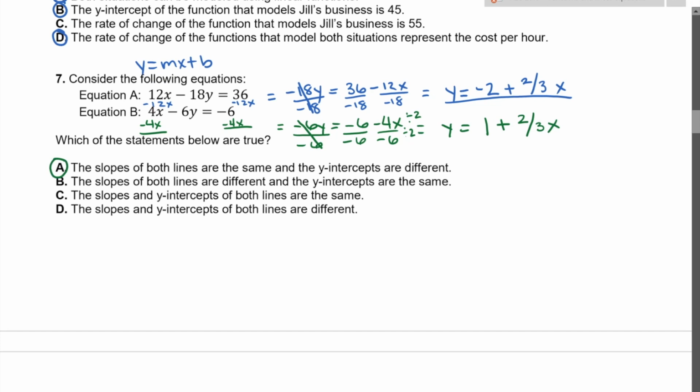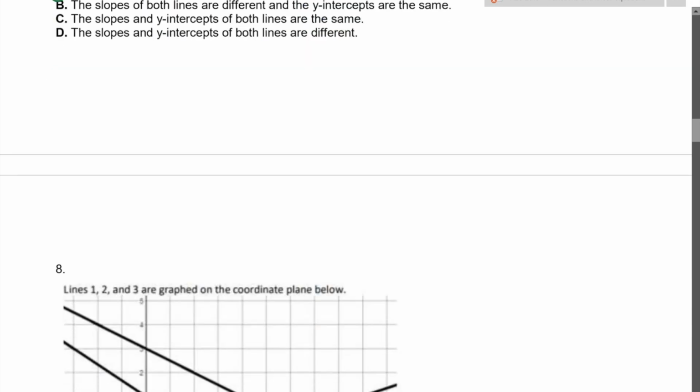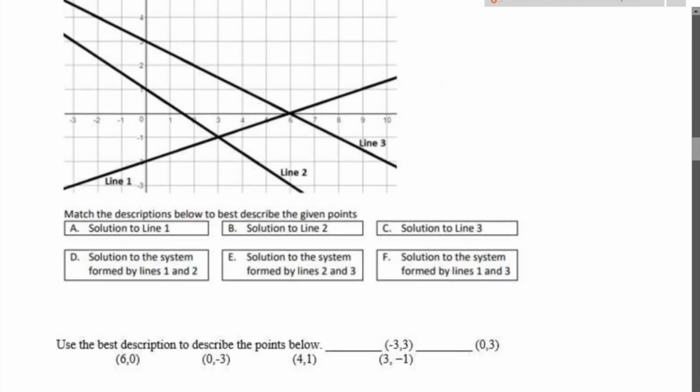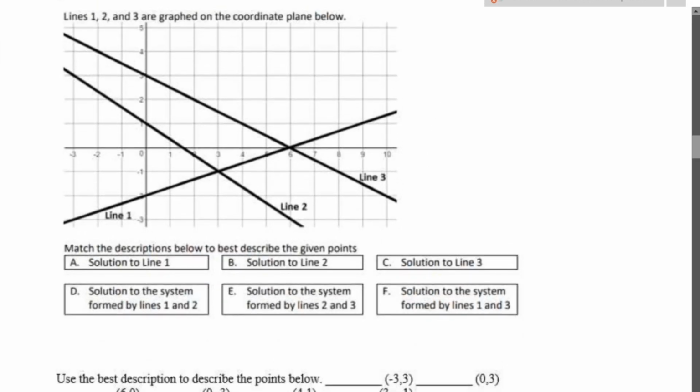Okay, let's move on. Okay, this is also a very easy one, but we need to pay attention to how to solve it. Match the descriptions below to best describe the given points. So, A, solution to line 1.